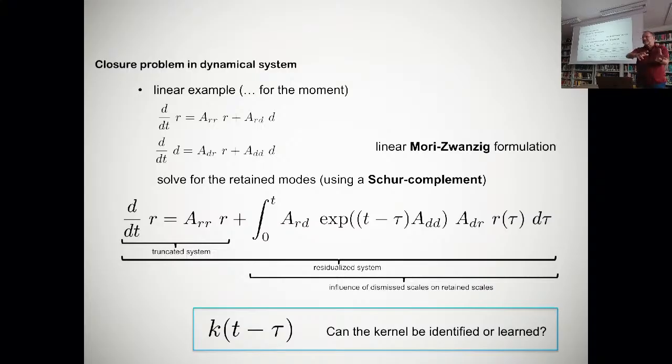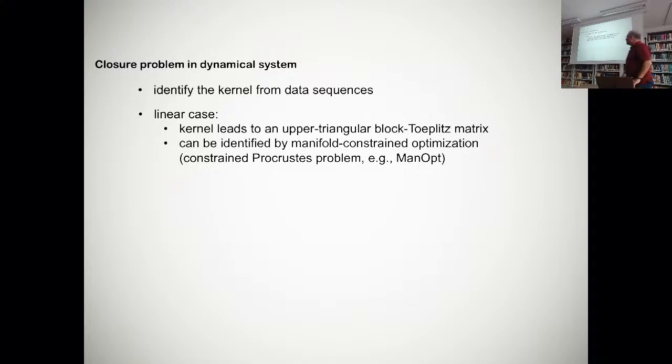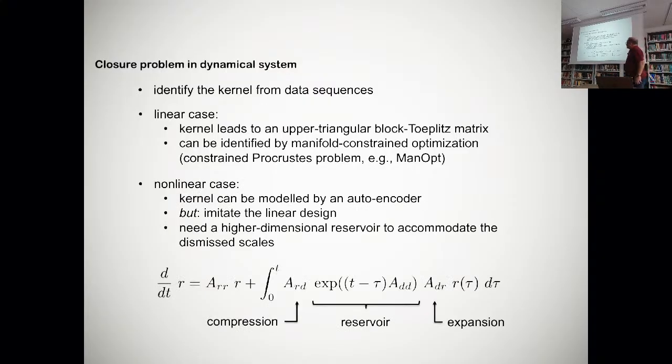Okay? And this is where we carry it over to the nonlinear side. So in a linear case, the kernel leads to an upper triangular block Toeplitz matrix. That's what it is. And it can be solved very, very easily. It's called a Procrustes problem. In the nonlinear one, the kernel can be modeled by an autoencoder.